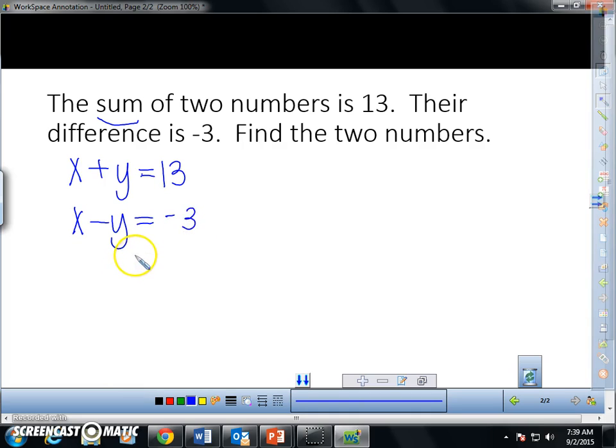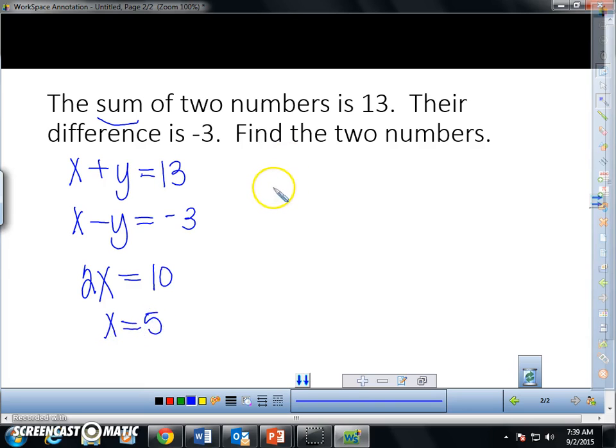Again, it's probably easiest here if we use elimination. The y's are opposite signs, so we can get rid of those, or you can choose to eliminate the x's. So here we have x plus x, which is 2x. The y's go away, and then we have 13 minus 3, which is going to give us 10. Divide by 2 to solve, so x is equal to 5.